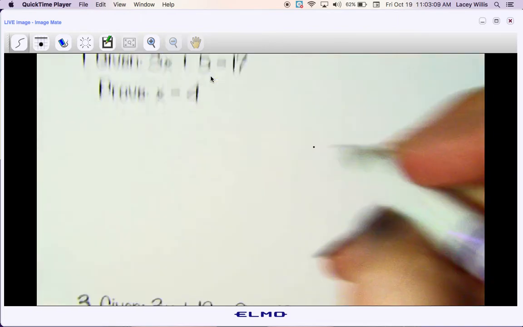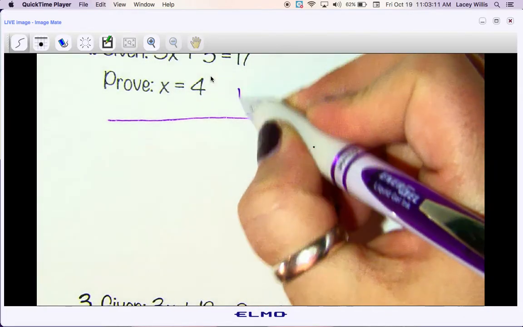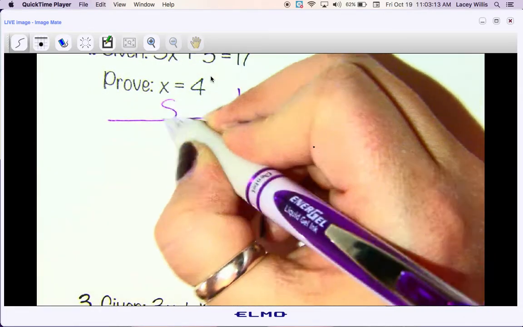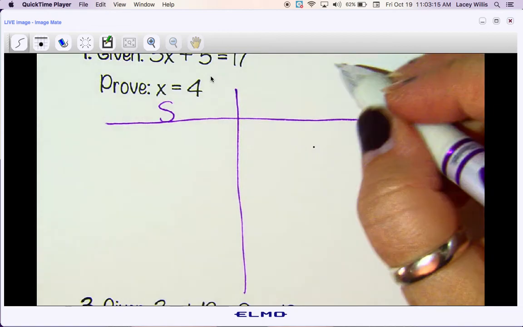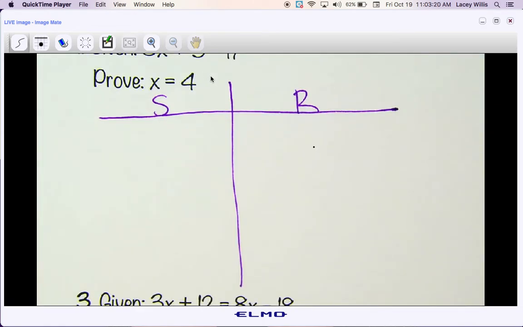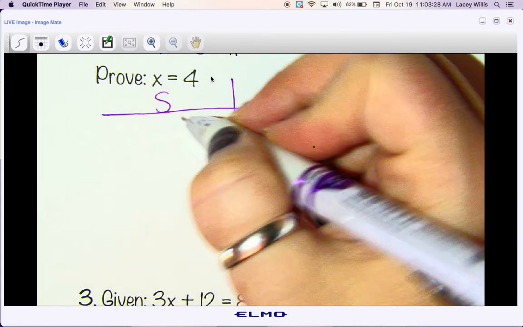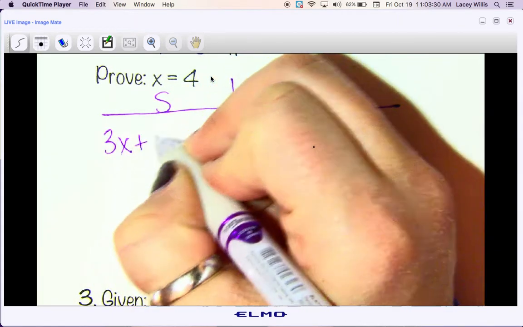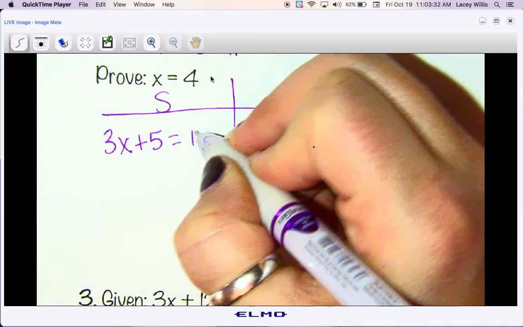So you're going to make a 2-column chart. Statements go on the left. I typically just put an S. The reasons or the rules that we're using go on the right, just like the letter proofs yesterday. The things you know were true were happening on the left. The rule was going on the right. So the first thing you start with is the given. So that's 3x plus 5 equals 17.